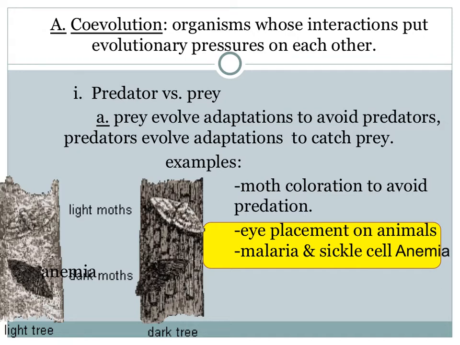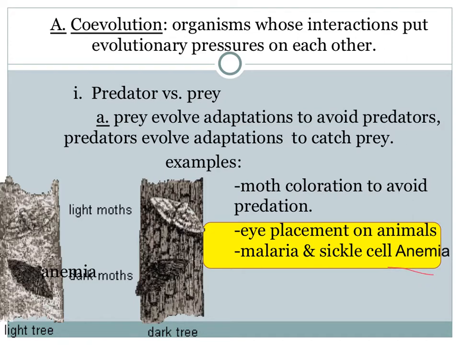So the prey is evolving adaptations to avoid the predator, and then the predator evolves its own adaptations to catch the prey. Some examples would be the moth coloration that occurred in the 1800s during the Industrial Revolution in England at the time, and eye placement on animals is another type of adaptation that has occurred both in predators and prey. And then we will be talking about malaria and sickle cell anemia. Just a note, the anemia has kind of shifted, so just write it in as we have right there.